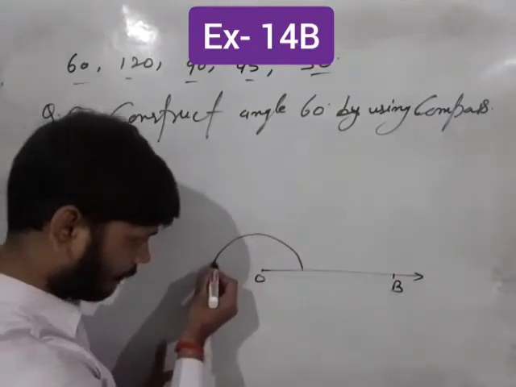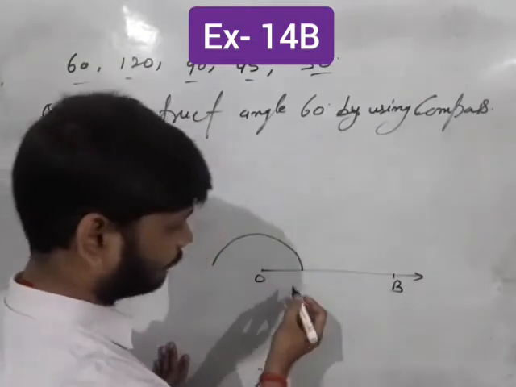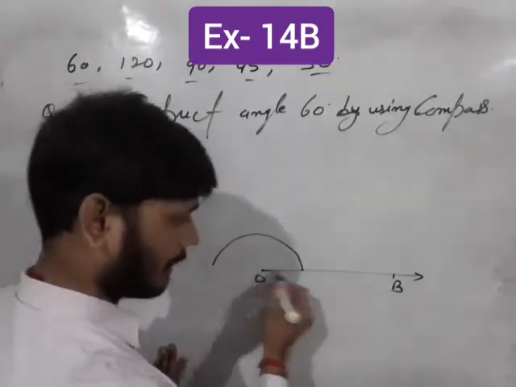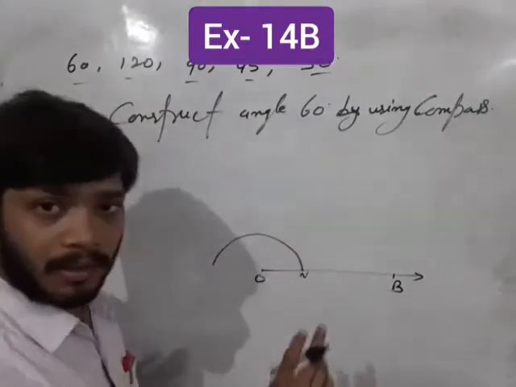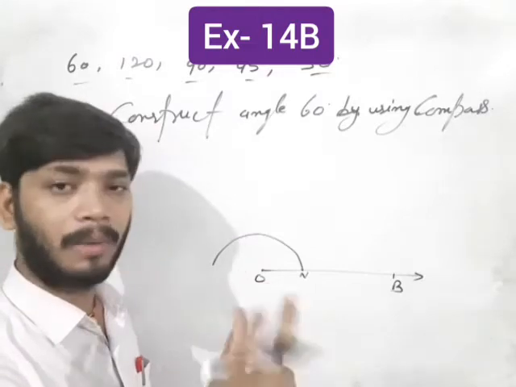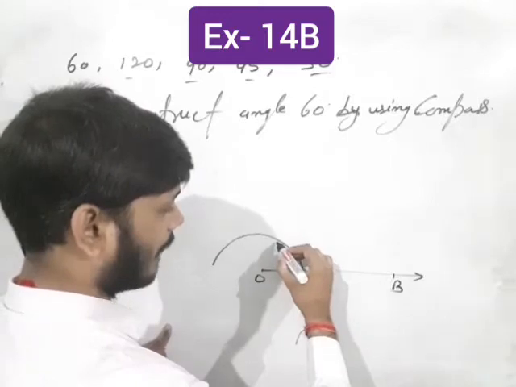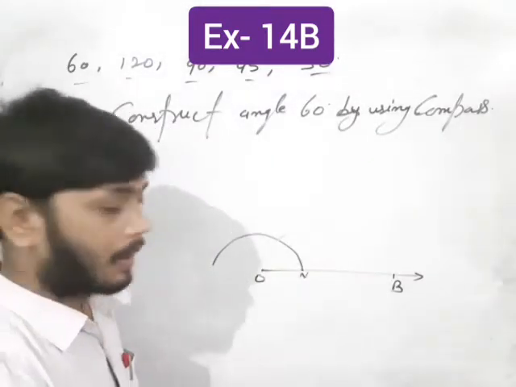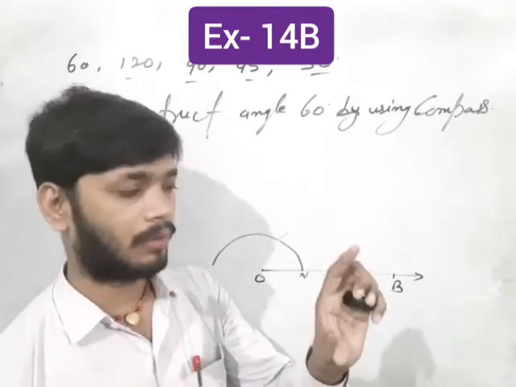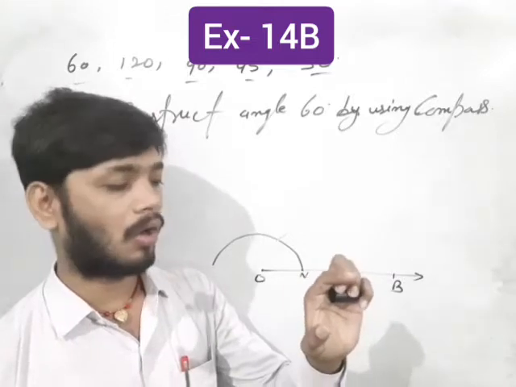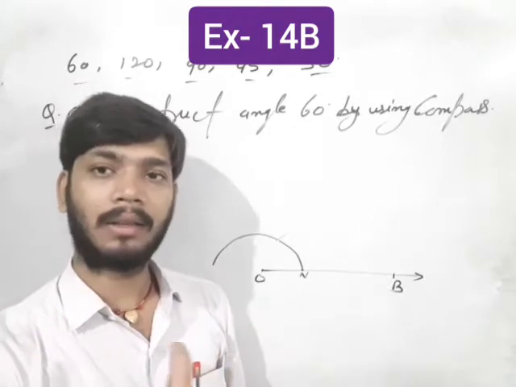Draw an arc here, which intersects the ray at, suppose, N. With N as center, without changing the width of the compass, you cut the arc. Here the arc will be cut at this point. Here this will be the 60 degree. In one time, without changing the radius of the compass, it intersects at the 60 degree angle.